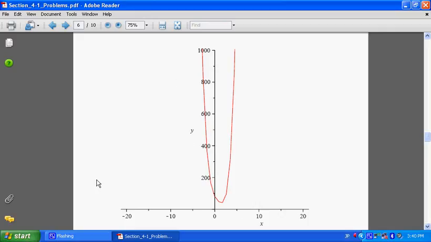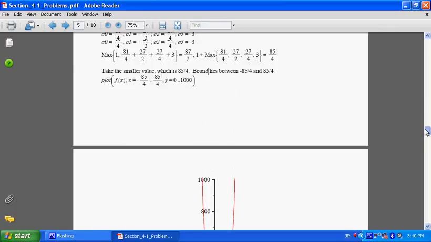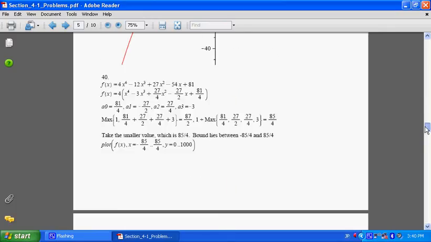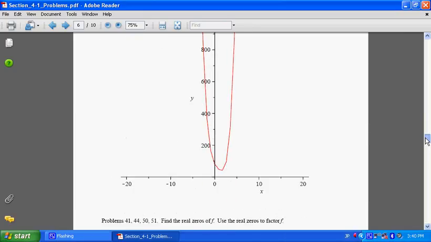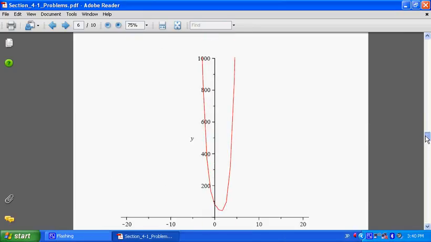Now actually in this particular equation we don't have any zeros. It's all way above the x-axis. But the bound is still helpful in graphing it in the first place. In this case the concept of bounds on zeros isn't so essential because we really don't have any zeros for this function, but nevertheless, when we calculate the bounds between negative 85 over 4 and positive 85 over 4, that's more or less how it's going to graph out.